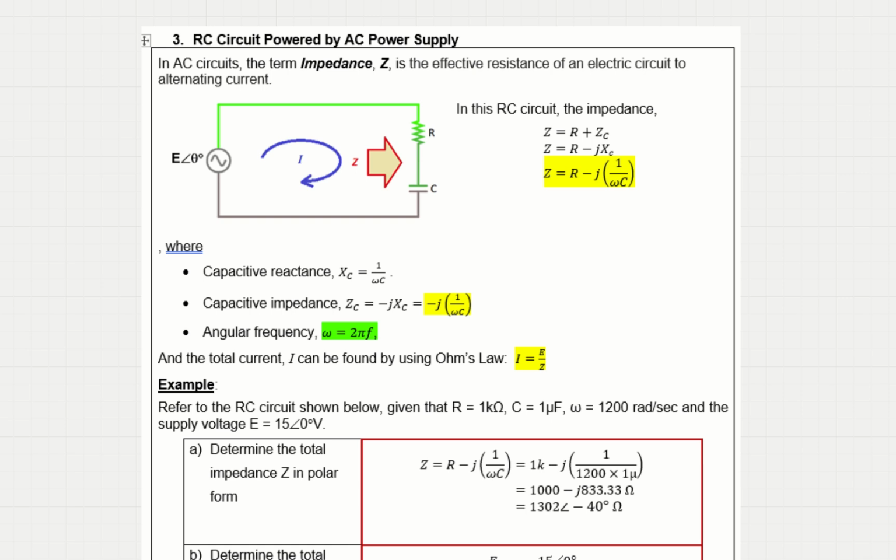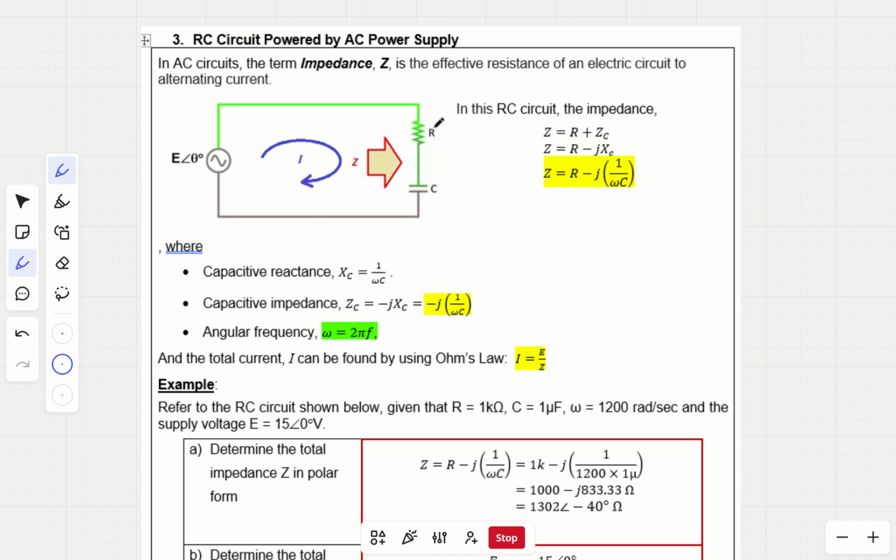In this section, we will learn about RC circuit with AC power supply. An RC circuit consists of R, a resistor, and a capacitor. The total impedance of this circuit is given by the resistance plus the impedance of the capacitor.